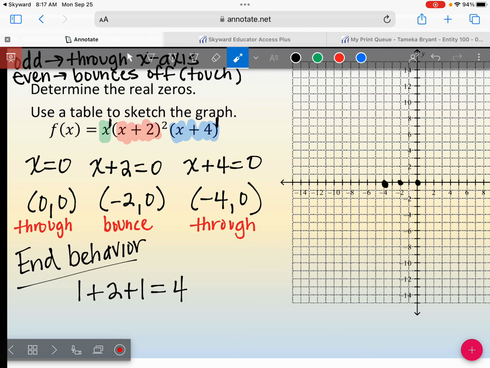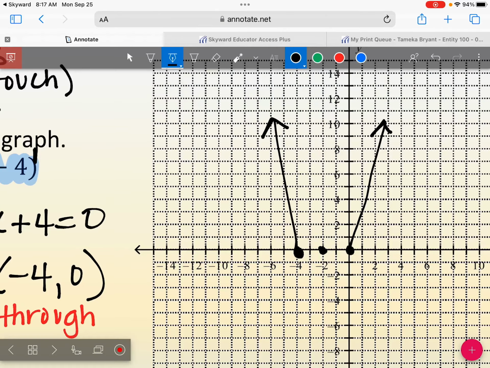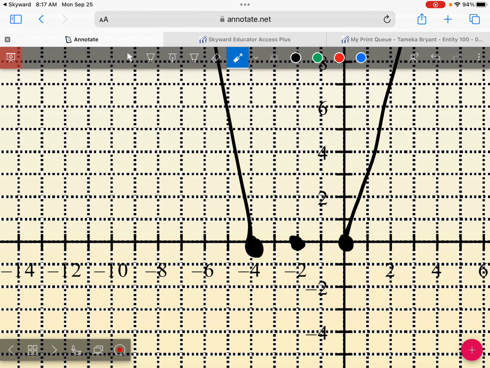Go up. So I'm going to go to the -4, which is my zero furthest to the left, and draw an arrow going up. And then the 0 also has an arrow going up. So we just need to get what's going on in between. We need to plug in the midpoint. So what's my first number I'm going to substitute in that's in between -4 and -2? -3, and then between -2 and 0.